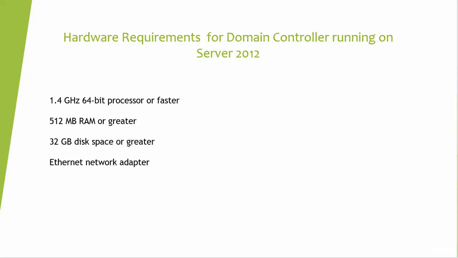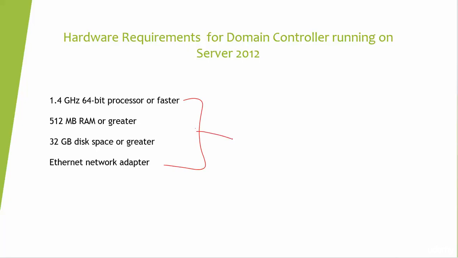So a 1.4 gigahertz 64-bit processor or faster is really required. 512 MB RAM or greater is required. 32 GB of disk space or greater is required. An Ethernet network adapter is required. Whatever you see here are all minimum requirements. Minimum requirements means that you should at least have these, but you can have more than that.